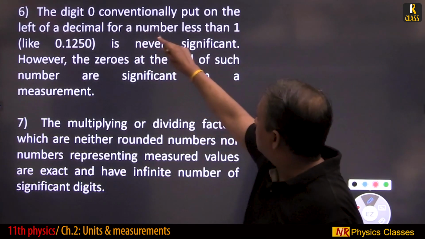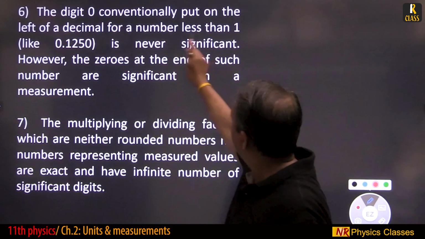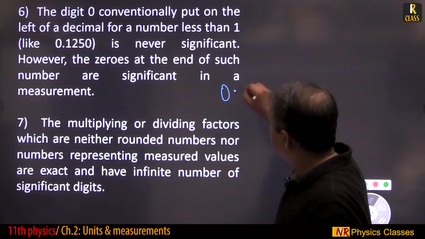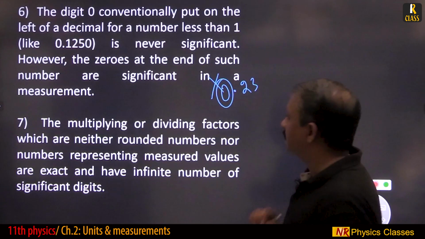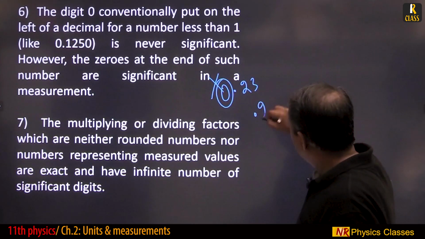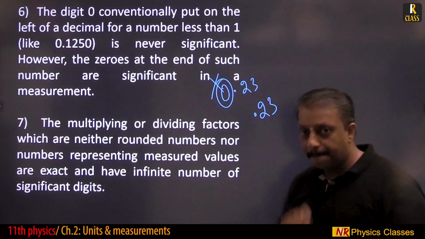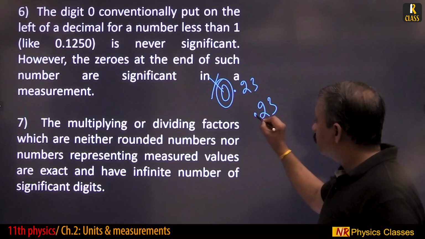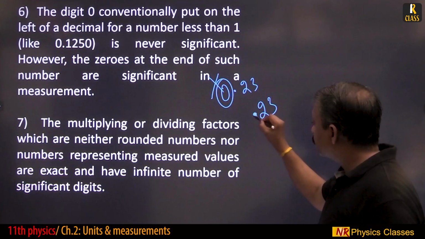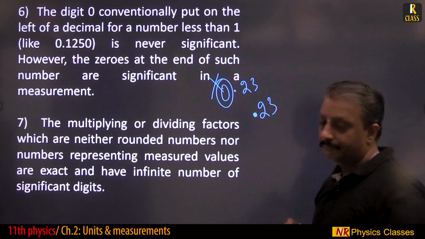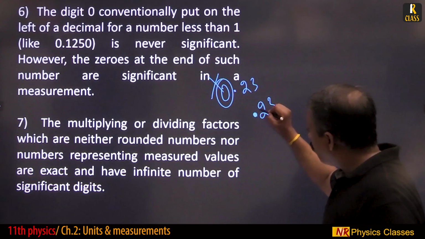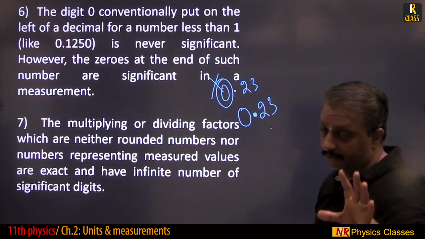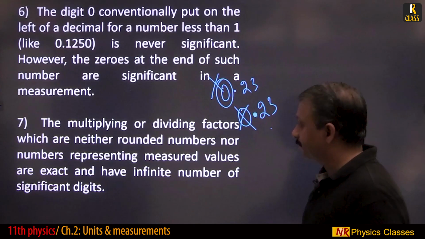The digit 0 conventionally put on the left side of a decimal number less than 1 is never significant. It means usually we write 0.23. This 0 is not considered. Sometimes when we write it in a book, we tend to neglect this, and it may go unnoticed. In order to avoid that, we tell students to write it like this, 0.23. Only for that reason. Okay. So this is insignificant.